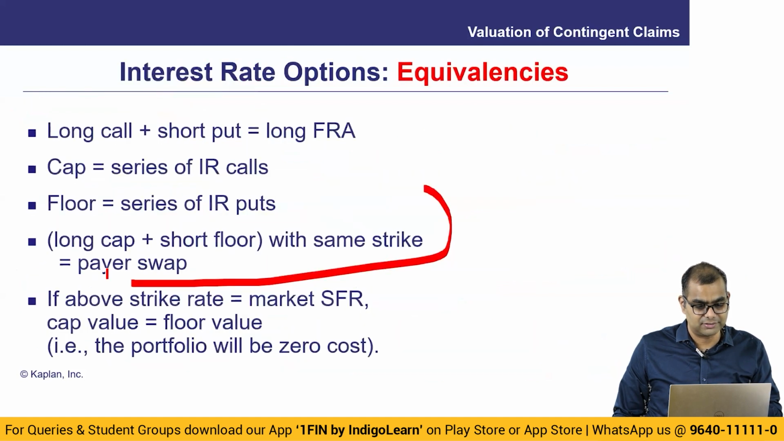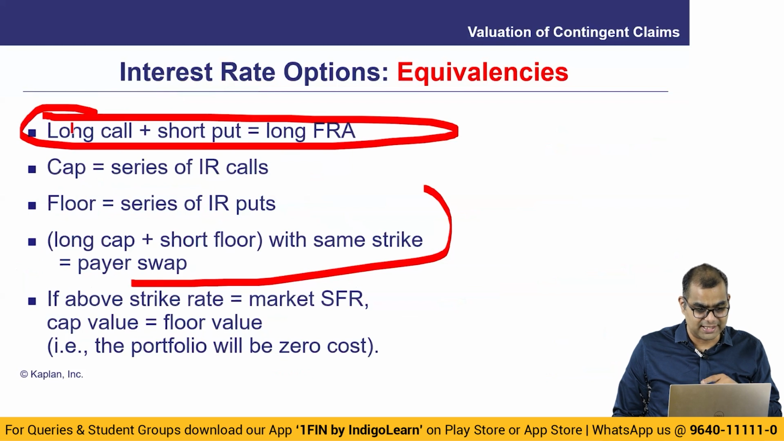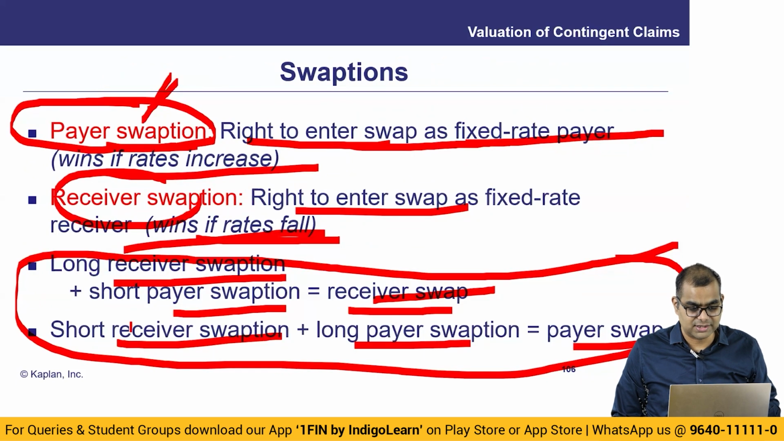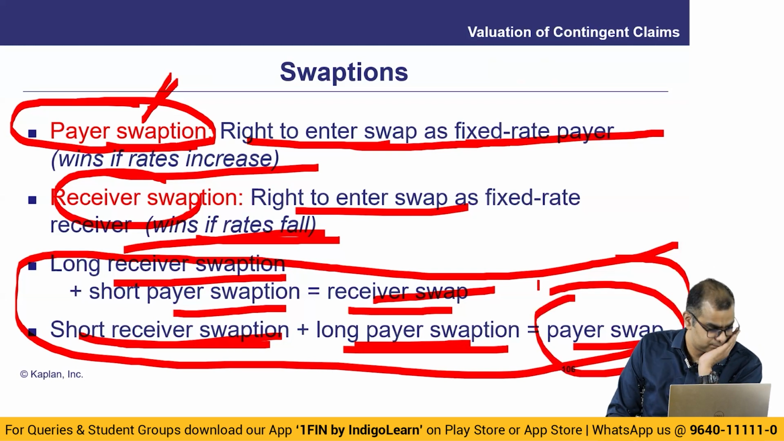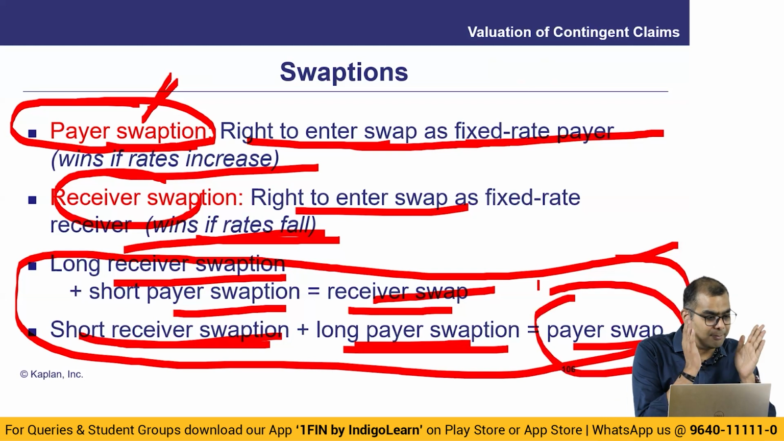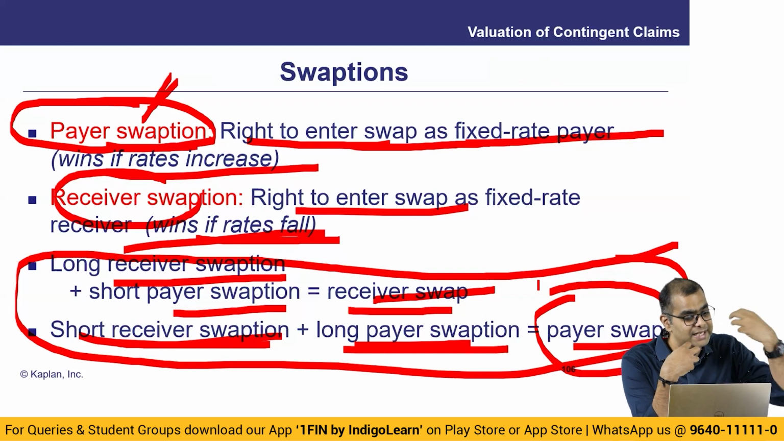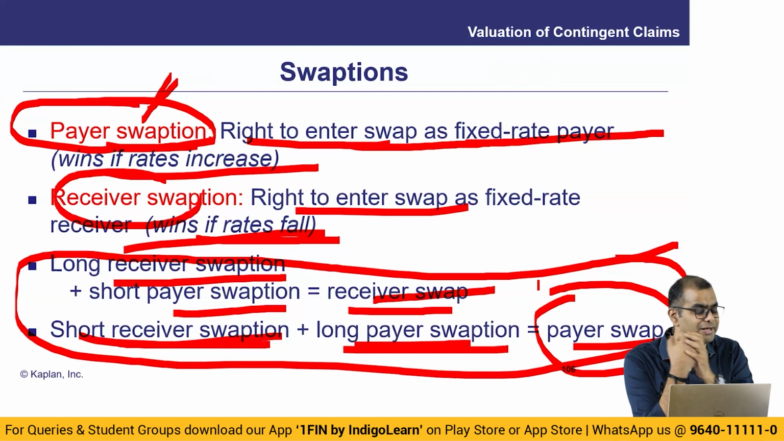If you remember, long call short put is long FRA. Same way, long payer swaption plus short receiver swaption is equal to a payer swap. Same logic. See, you are combining two rights. You are taking a right to buy and selling a right to sell to make it an obligation. That is the basic funda.